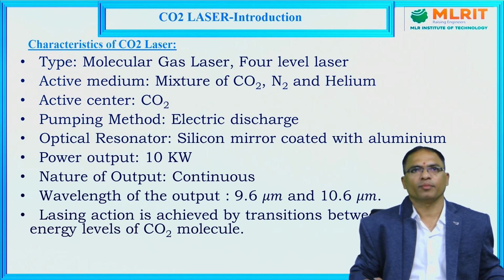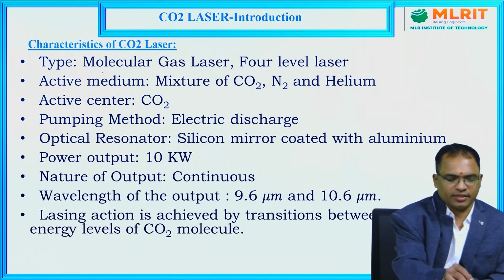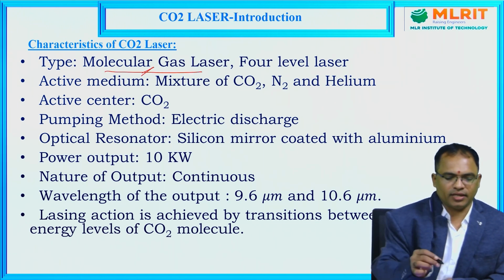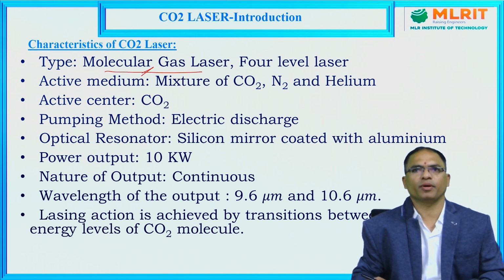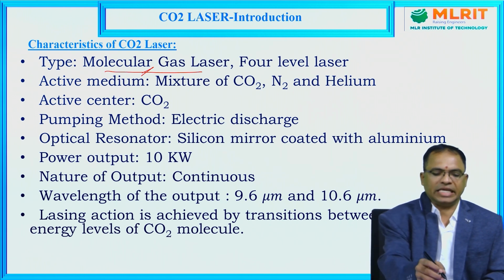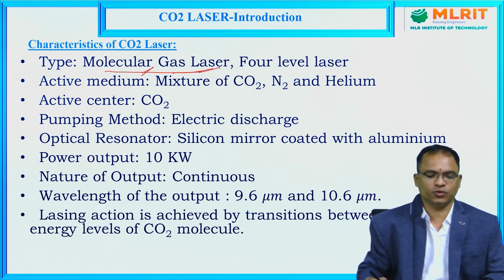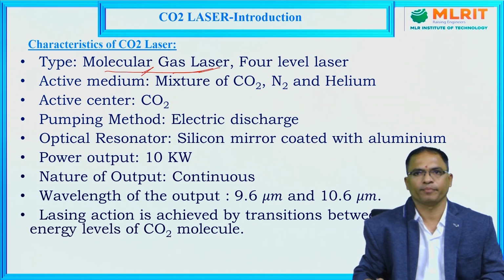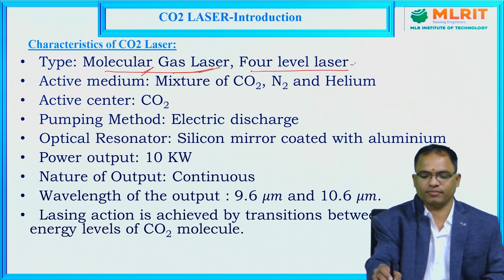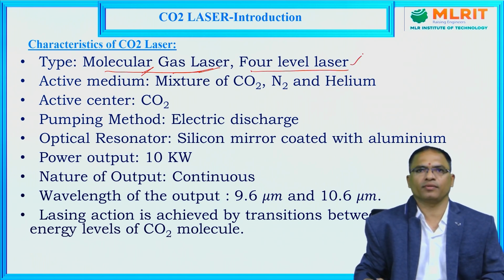Now coming to CO2 laser. Coming to the characteristics of CO2 laser first. So CO2 laser is a molecular gas laser. So why it is called molecular laser? Because CO2 is a molecule with one carbon atom and two oxygen atoms on either side of it, and obviously it is gas, that is why it is called gas laser. So CO2 laser is a molecular gas laser and it is a 4-level laser, and with the help of this it will emit continuous output.